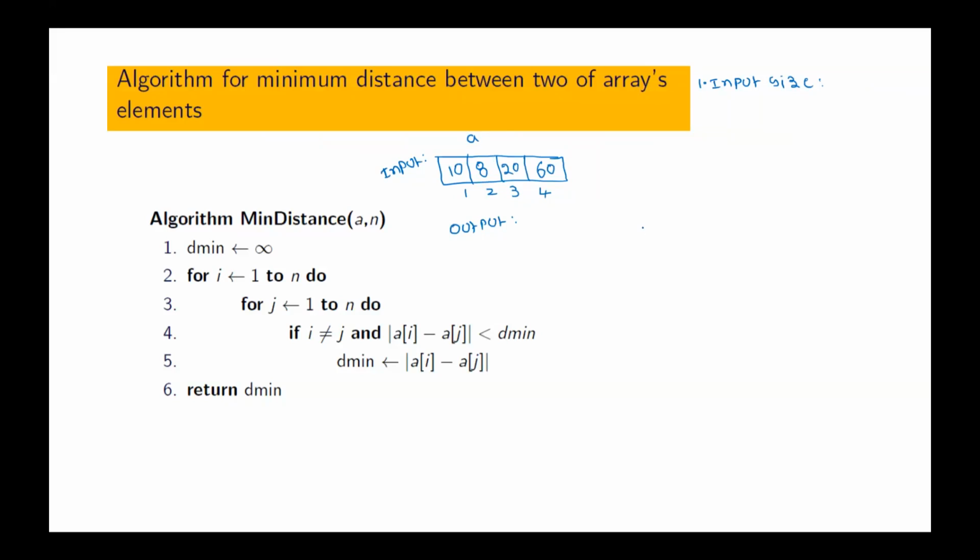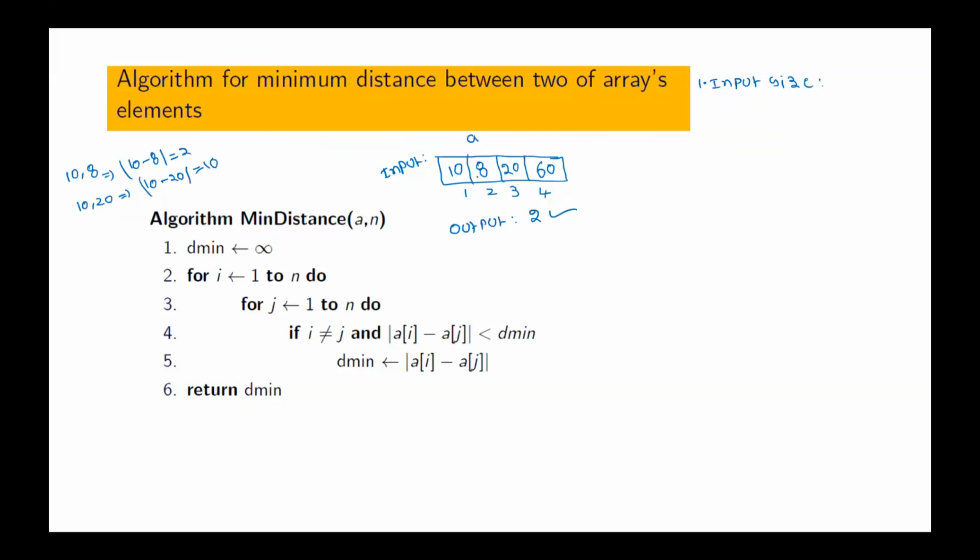Output is 2. Is this correct? Yes, this is correct. What it does is, between every pair of elements, it finds the distance. What is the distance between 10 and 8? 10 minus 8, that is 2. What is the distance between 10 and 20? It is 10 minus modulus 20, it is 10.